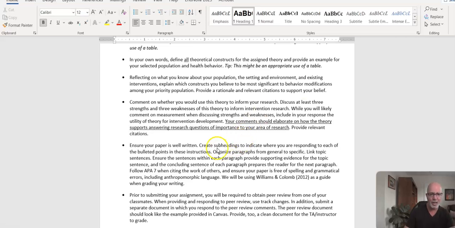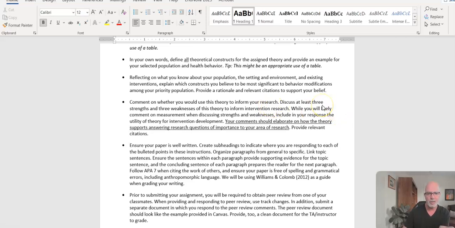The other spot where people are losing points is this next bullet. This again is a place where you need to demonstrate critical thinking. Comment on whether you would use this theory to inform your research. I'm going to read that again. Comment on whether you would use this theory to inform your research. That needs to be more than one throwaway sentence. Yes, I would use this. No, I would not. That's not a comment. A comment demonstrates critical thinking about why this theory may or may not be useful.